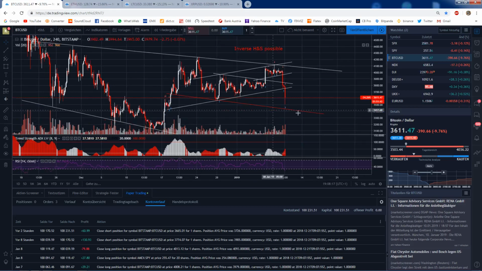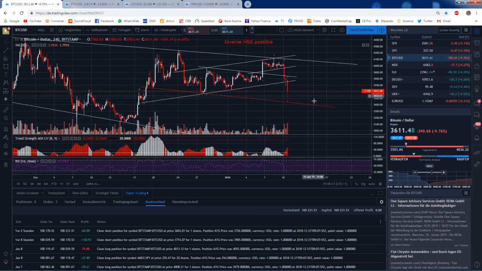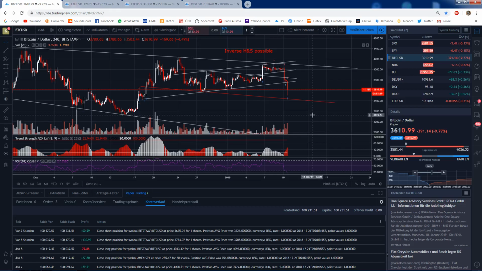So this could play out, and I will look at it, but in my opinion this is unlikely, because this would mean that we could hit right around 3,400, and this would still be possible. But I think if we go below 3,400, that we move all the way down to this level around 3,100.